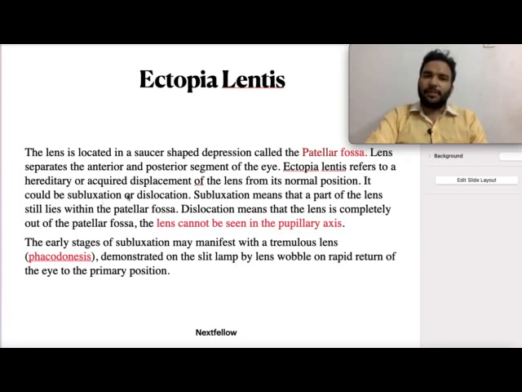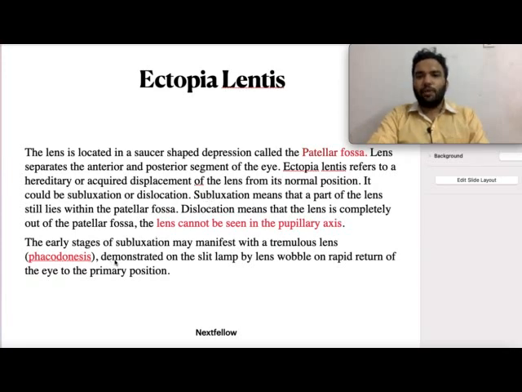It could be either subluxation or dislocation. Subluxation means a part of the lens lies in the patellar fossa, whereas dislocation means it's completely dislocated from the patellar fossa and the lens cannot be seen in the pupillary axis. That is about dislocation and subluxation. This difference you should know.